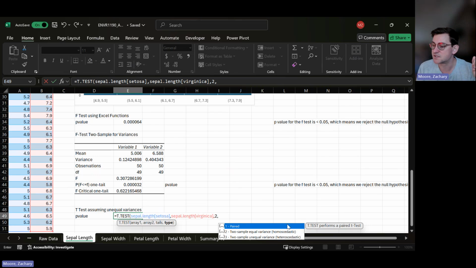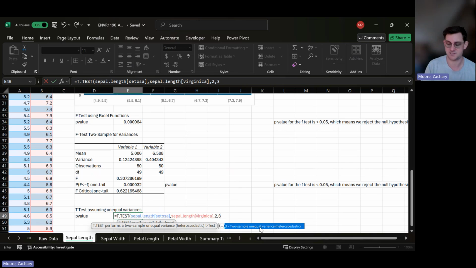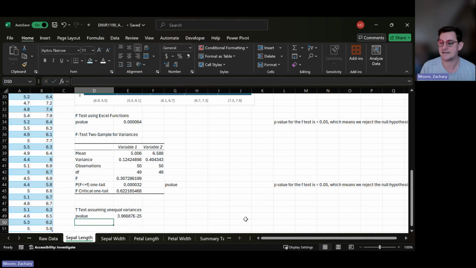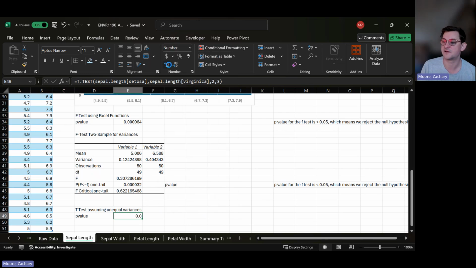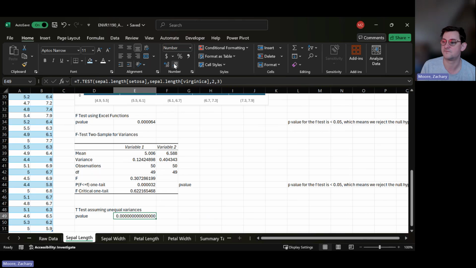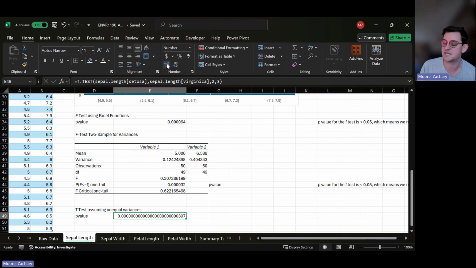Do we want to use 2-sample assuming equal variance? No, because we just did our F-test that says that these variances are unequal. So we type 3, saying that we want to use the 2-sample unequal variance. We close our bracket and press enter. Now, what this is telling us is that this is an incredibly small number, 3.97 times 10 to the minus 25. That is very, very small. So this is an infinitesimally small probability, according to these statistics, that these two means are equal.